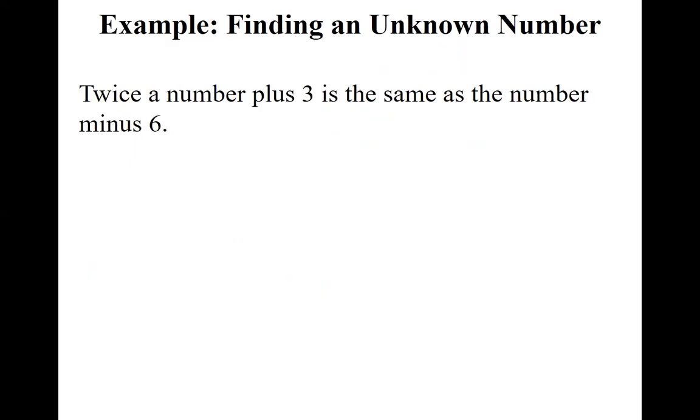An example. In this case, the problem type is finding an unknown number. Twice a number plus 3 is the same as the number minus 6. So this isn't too bad. We've been building up to this for some time now. Twice a number. Well, let's let x be a number. Twice a number would be 2x. Plus 3. 2x plus 3 is the same as, equals, the number minus 6, x minus 6.